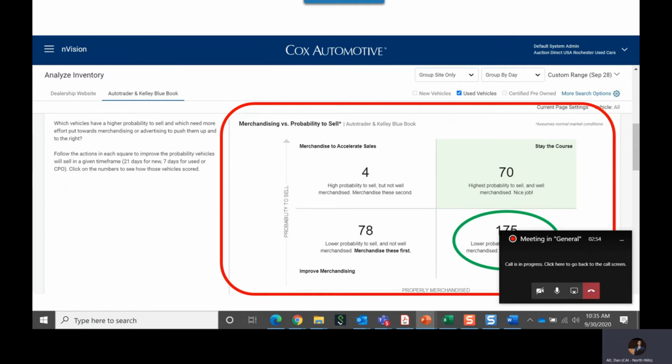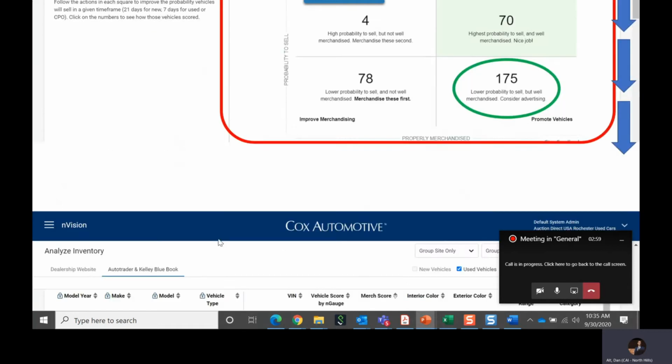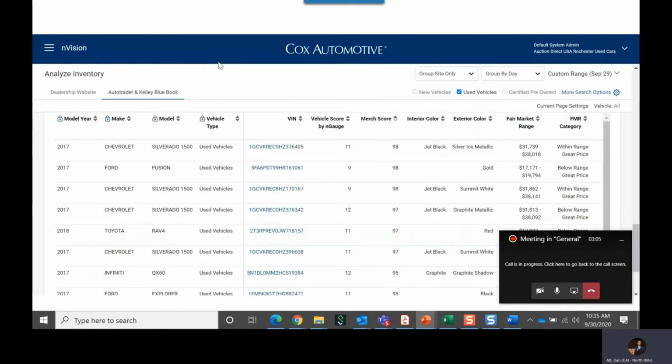You asked why these cars aren't getting looked at. Well, let's look closer. If I click on the 174 cars, it's going to bring us to the list of inventory below that shows the vehicles that are in that category. And if you look here at the N-Gauge score, you can see that all these vehicles are carrying a score of 12 or below. Now, we target 13 as kind of the bare bones minimum for a decent score, but realistically, we'd like to see them at like 19 or higher even.